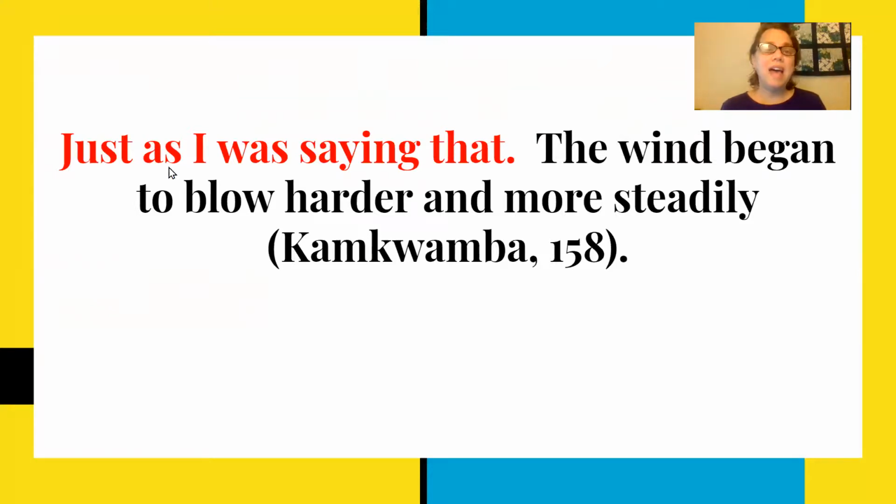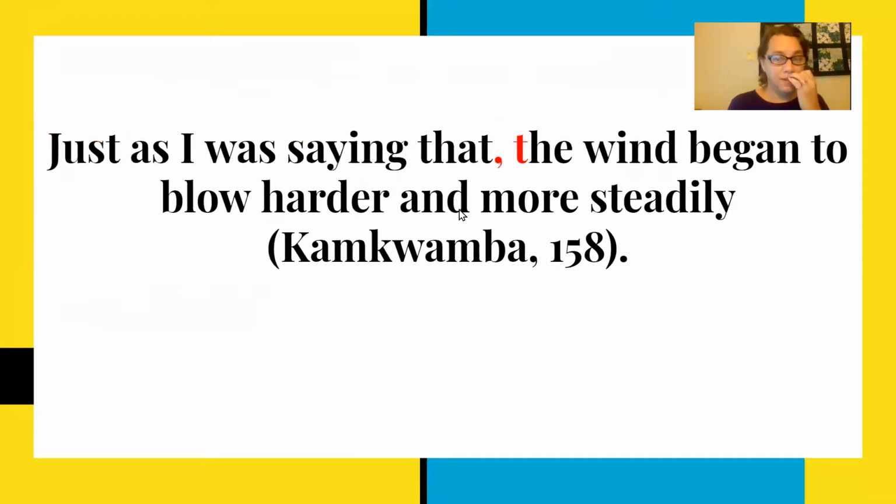Now here we have as. It's a subordinate conjunction. That means two things are happening at the same time. But in this red sentence, there's only one thing happening. I was saying that. So the word as is saying two things are happening. It's a fragment. What's happening? Here's how I fixed it. I just attached it to the next sentence with a comma. Before, after. Okay?